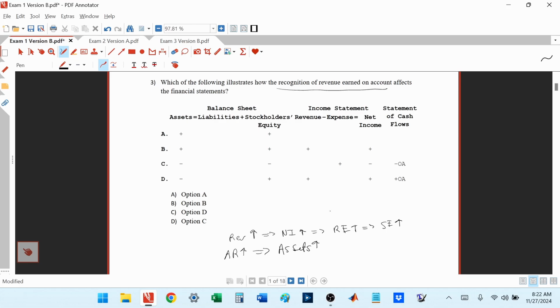So C and D are both out because they have assets going down. And A and B both have assets going up, but A doesn't have revenue going up and net income going up. So B must be the correct answer.